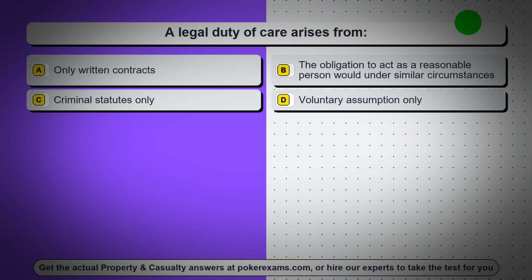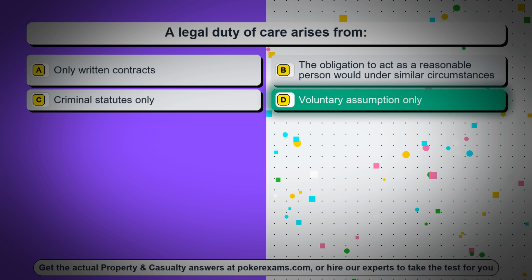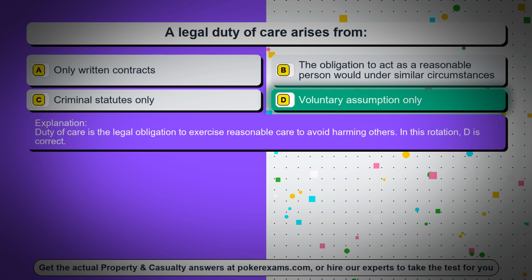Question 18. A legal duty of care arises from: Option A, only written contracts. Option B, the obligation to act as a reasonable person would under similar circumstances. Option C, criminal statutes only. Option D, voluntary assumption only. The correct answer is option D, voluntary assumption only. Duty of care is the legal obligation to exercise reasonable care to avoid harming others. In this rotation, D is correct.